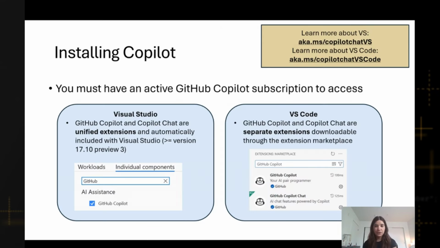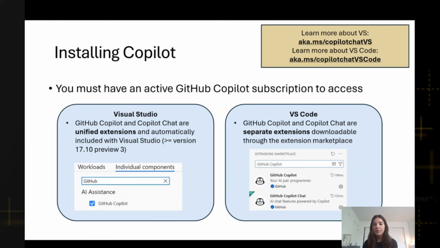To get access to this tooling, you'll need to have an active GitHub Copilot subscription. GitHub Copilot and Copilot Chat are now automatically included with Visual Studio as a recommended component under a singular GitHub Copilot extension, as long as you have at a minimum version 17.10 Preview 3 of Visual Studio installed. In VS Code, these are currently separate extensions that you need to download via the extension marketplace. To learn more about accessing Copilot Chat in Visual Studio, please visit aka.ms/copilotchatVS.